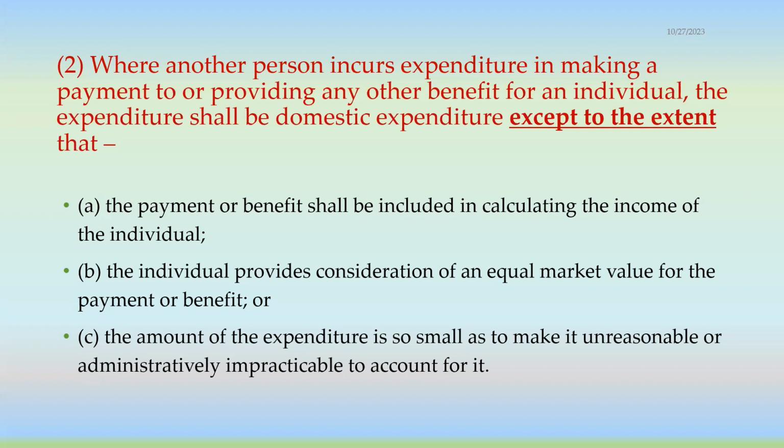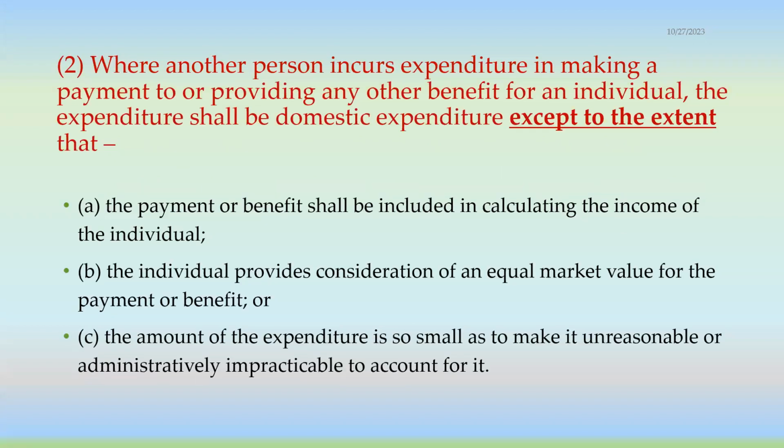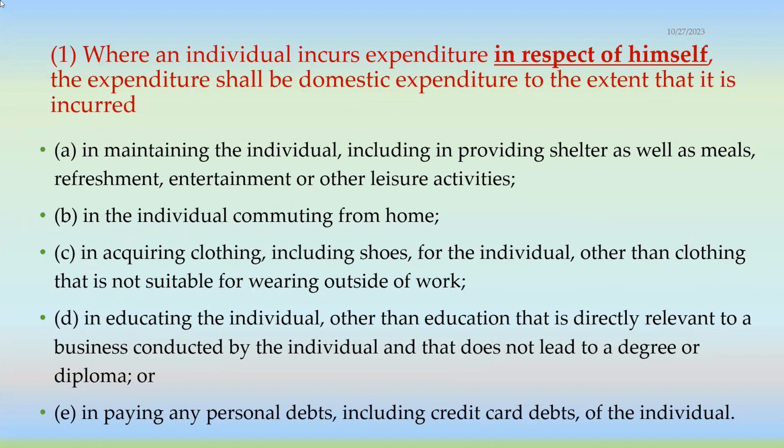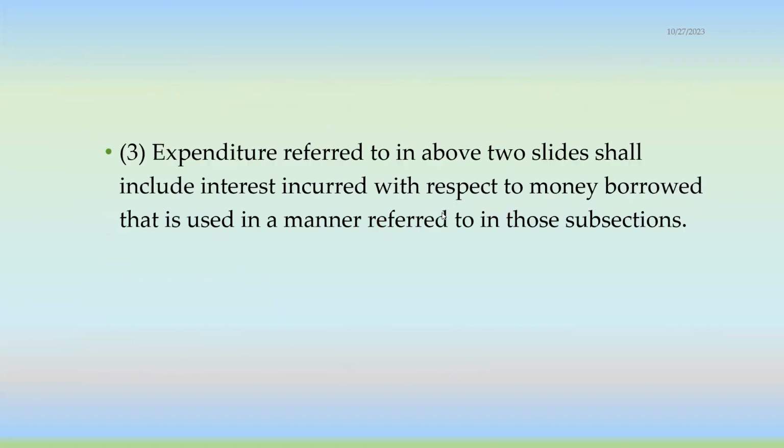Okay. If you have any question regarding this part, you can ask. Then the third one is the expenditure referred to in the previous two slides. That means expenditure incurred in respect of himself, or expenditure incurred in respect of another individual for any other benefit for another person.